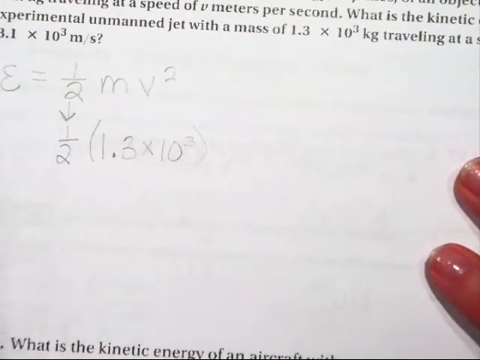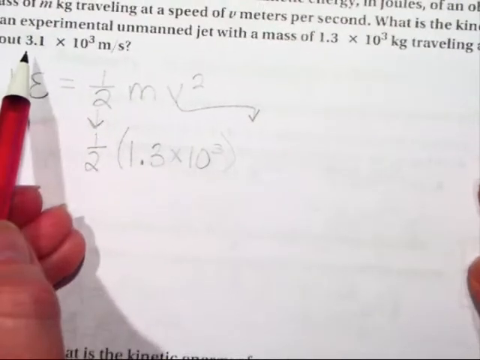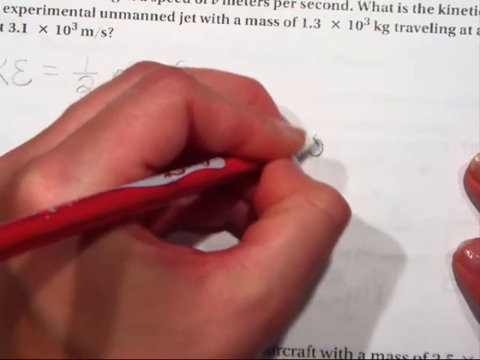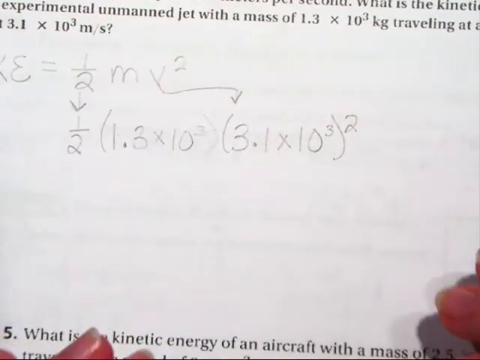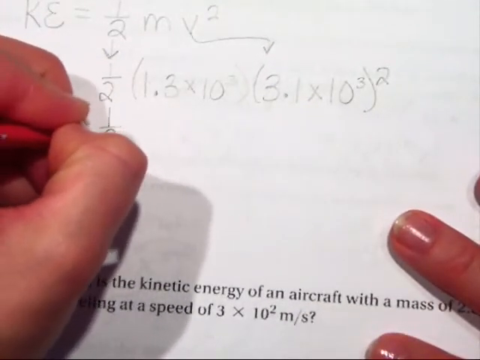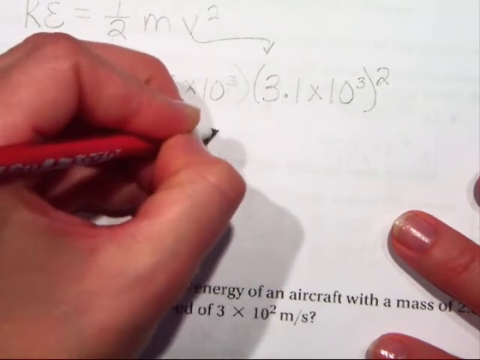And what did they tell us the velocity was? The velocity is 3.1, put in parentheses, 3.1 times 10 to the third, but it's velocity squared, so we need a squared on that. Well, this will be fun. 1/2 travels down, 1.3 and 10 to the third travels down.